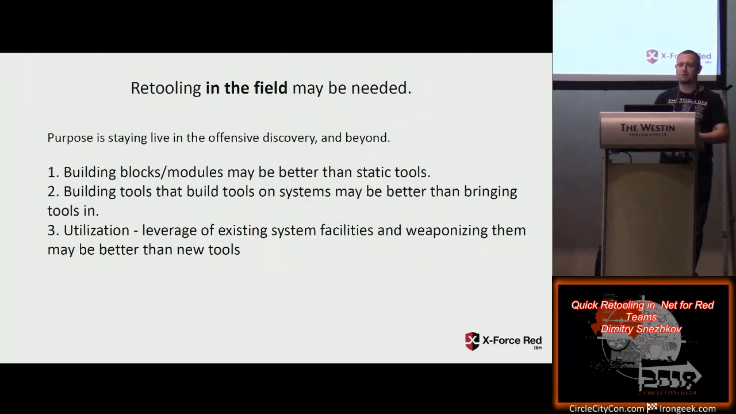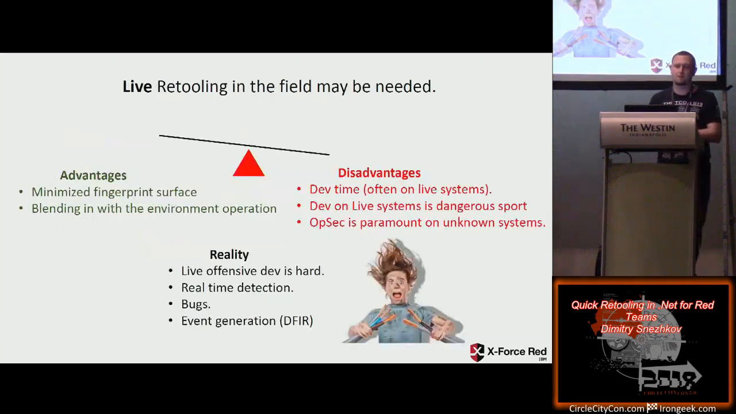So the idea is that why don't we approach it from a perspective of retooling, right? When we drop on the machine, can we retool? Can we create custom stuff? Can we create building blocks right on the live system? And so sometimes those blocks may be better than static tools, right? We can still utilize some of the facilities of the operating system to do our coding there. But the problem becomes that it's live, right? Live retooling, when you code live on a system, has a bunch of advantages as we discussed. It's minimized fingerprinting, right? But it has disadvantages.